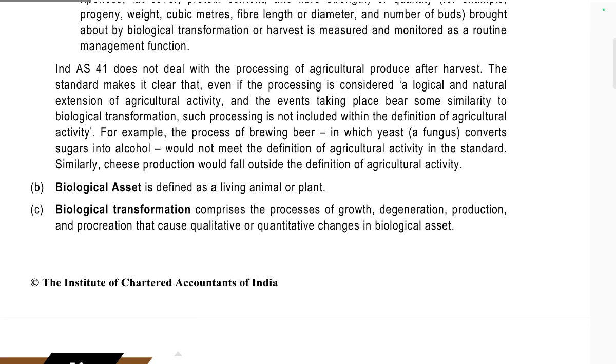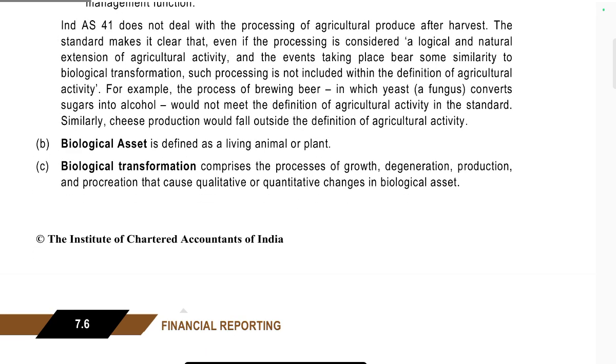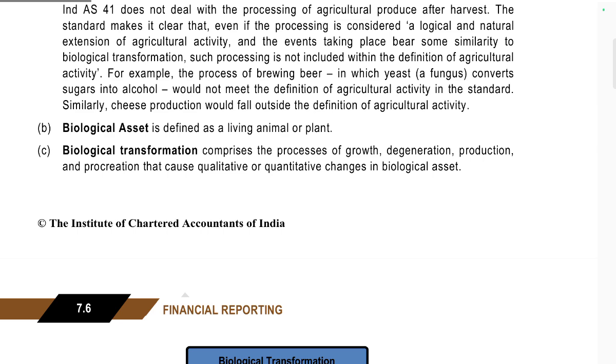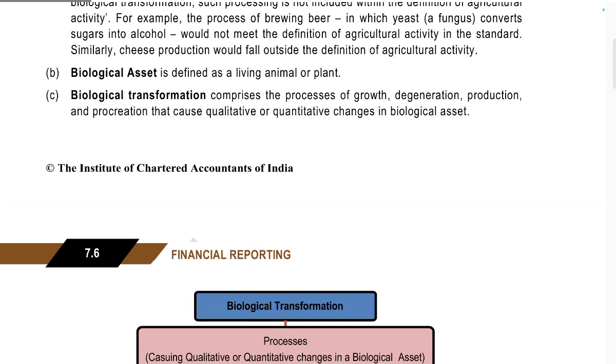Ind AS 41 does not deal with the processing of agriculture produce after harvest. The standard makes it clear that even if processing is considered a logical and natural extension of agricultural activity, the event takes place after the biological transformation. Some processes are not included in the definition of agricultural activity. For example, the process of brewing beer, where yeast fungus converts sugar into alcohol, would not meet the definition of agricultural activity. Similarly, cheese production would fall outside the definition of agricultural activity.